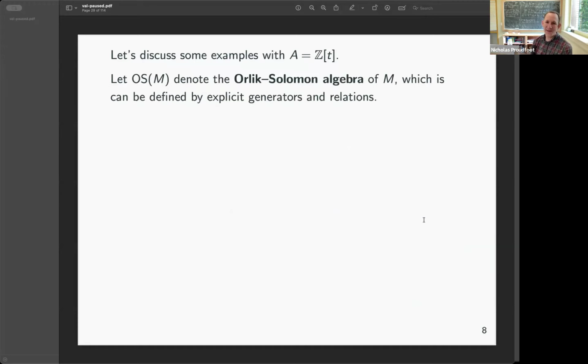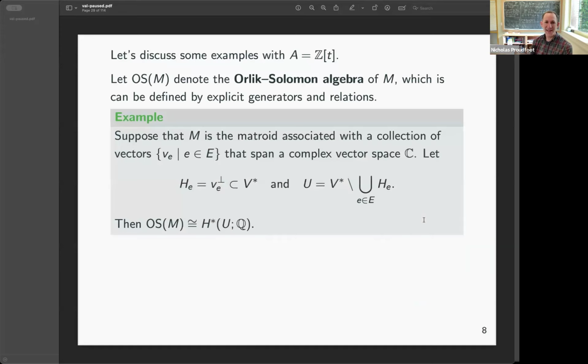So first I want to look at the Ehrlich-Solomon algebra of the matroid. This is some algebra defined by explicit generators and relations. If you know what it is, that's great. If not, maybe it's good to think about the special case of a complex collection of vectors. I can look at hyperplanes, namely the orthogonals, the perps to the vectors in the dual vector space. And I can take the complement of all those hyperplanes. And then the Ehrlich-Solomon algebra is just the cohomology of the complement.